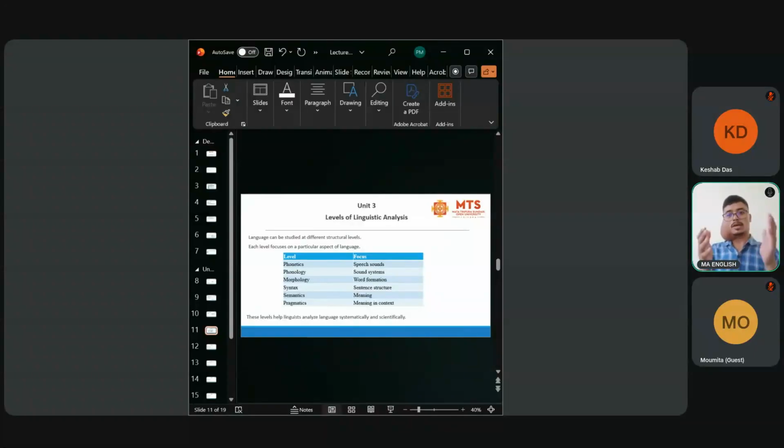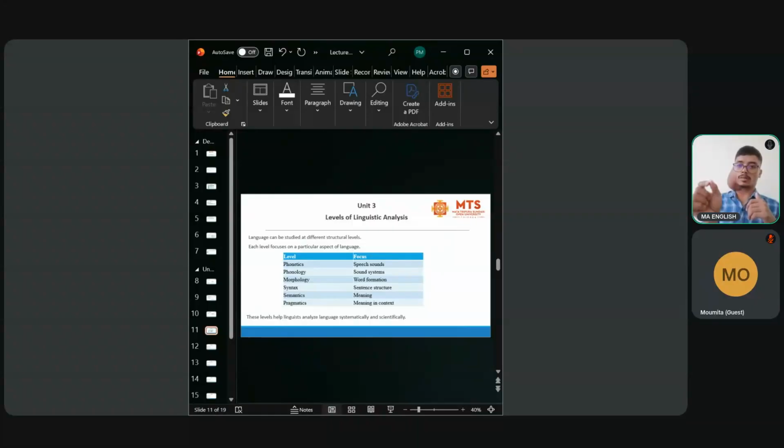Okay, so that's why morphology studies how these morphemes, these combinations of morphemes, are combined to form new words. They are not just units; they are meaningful units.